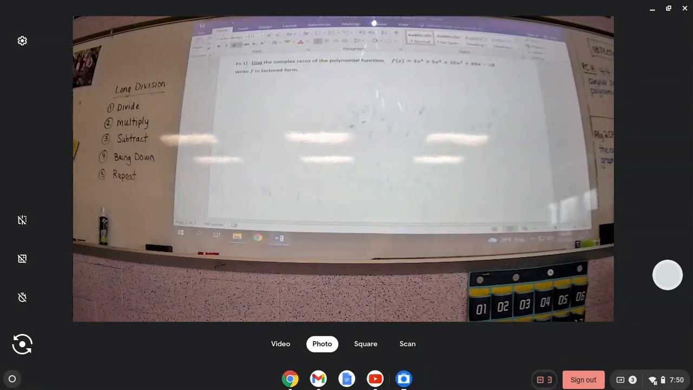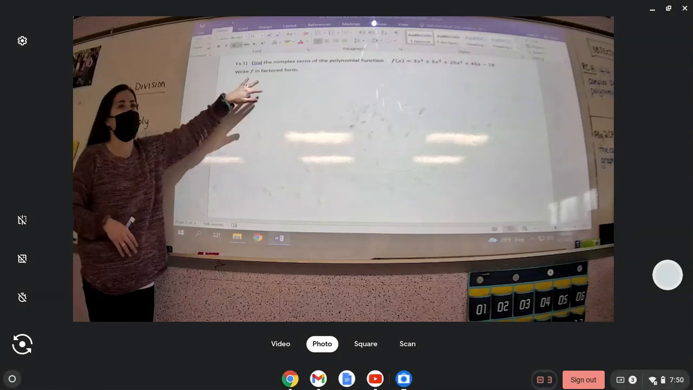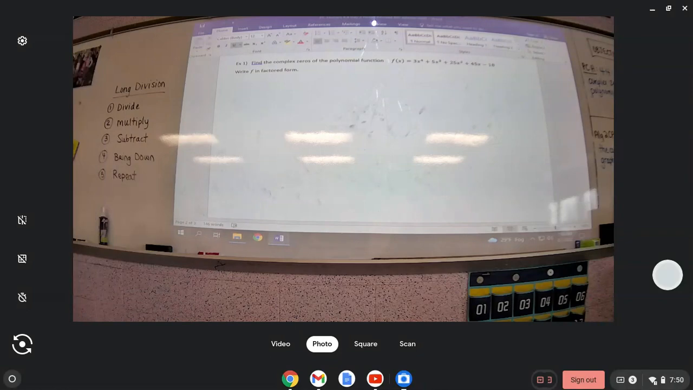So example 1 said, find the complex zeros of the polynomial function. So find all of them. Find the real, find the imaginaries, everything you got. Then they want you to write f in factored form. So I'm assuming they're going to want you to write f in linear factors from your real zeros, and then your irreducible quadratic from your imaginary zeros. The book has updated, so I'm assuming that's still what the homework is asking for, okay?